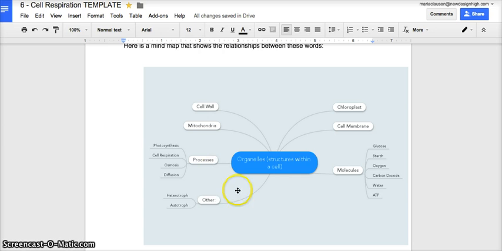Here's a mind map that shows the relationship between these words. I'm not sure how helpful it is. Maybe you could let us know. Okay, that is the module. This should take you 2 long blocks, or maybe a little longer.